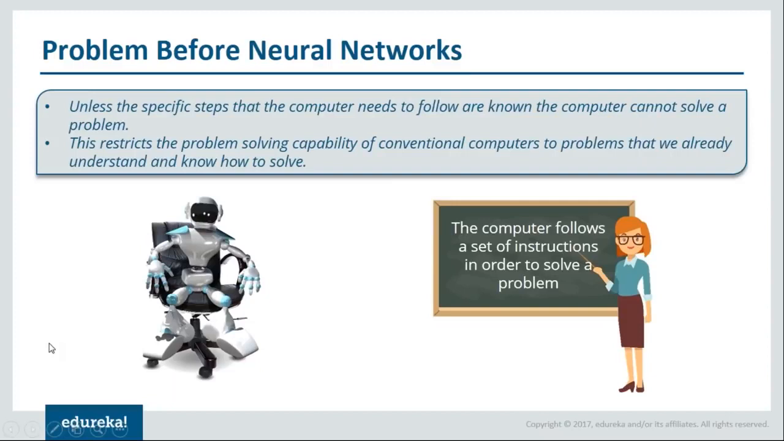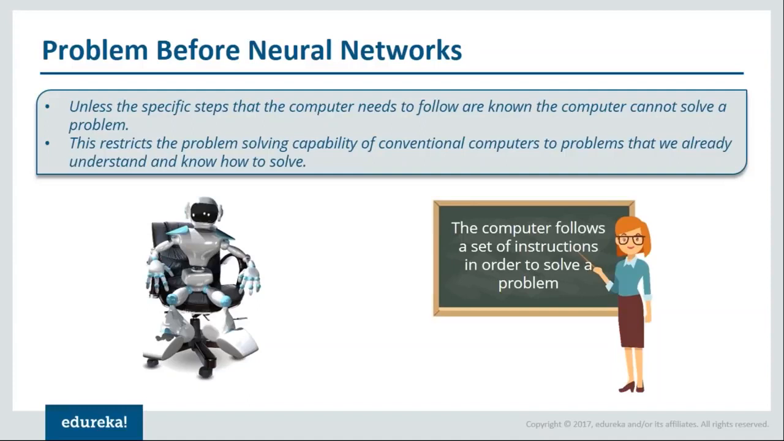In order to understand why we need neural networks, we are going to compare the approach before and after neural networks. And we'll see what were the various problems that were there before neural networks. So earlier, conventional computers used an algorithmic approach. That is, the computer follows a set of instructions in order to solve a problem. And unless the specific steps that the computer needs to follow are known, the computer cannot solve the problem. So obviously we need a person who actually knows how to solve that problem, and he or she can provide the instructions to the computer as to how to solve that particular problem, right?